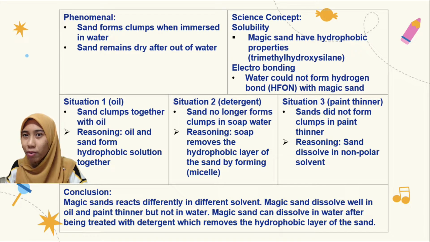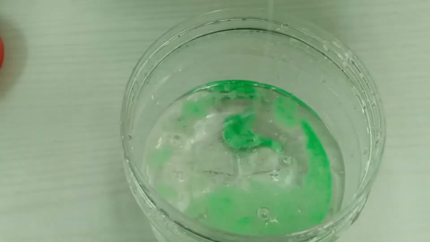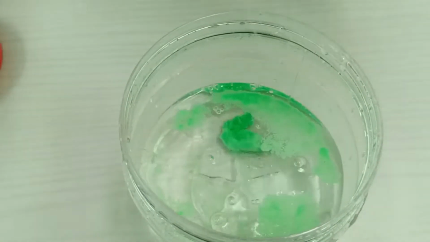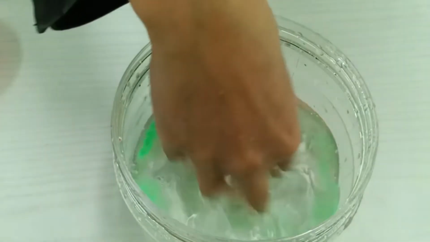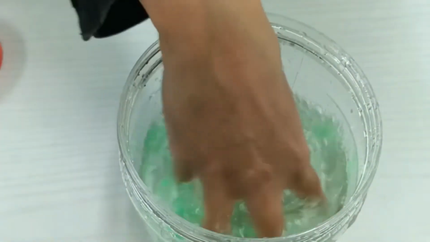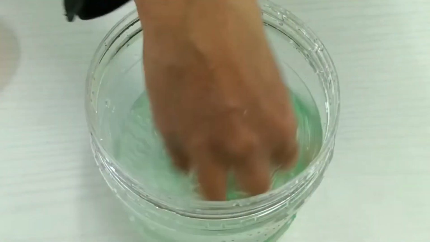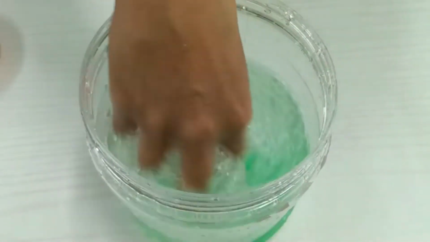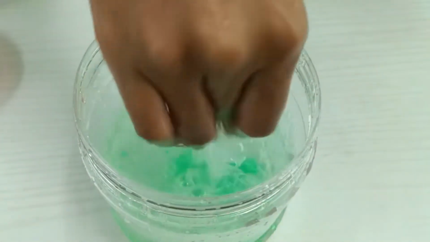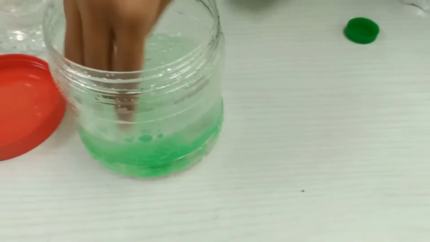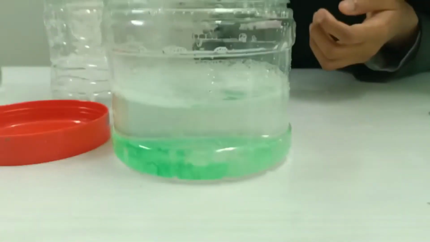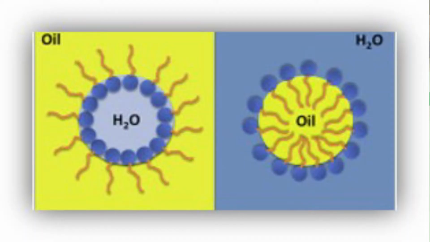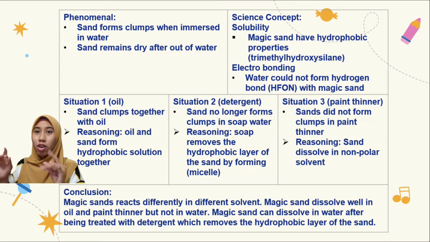So how about solution 2? Solution 2 is detergent. The sand dissolved in the detergent, and the detergent actually removes the hydrophobic layer from the sand. That's why the sand no longer forms clumps in the soap water. And again, they form micelles when the detergent removes the hydrophobic region of the sand.